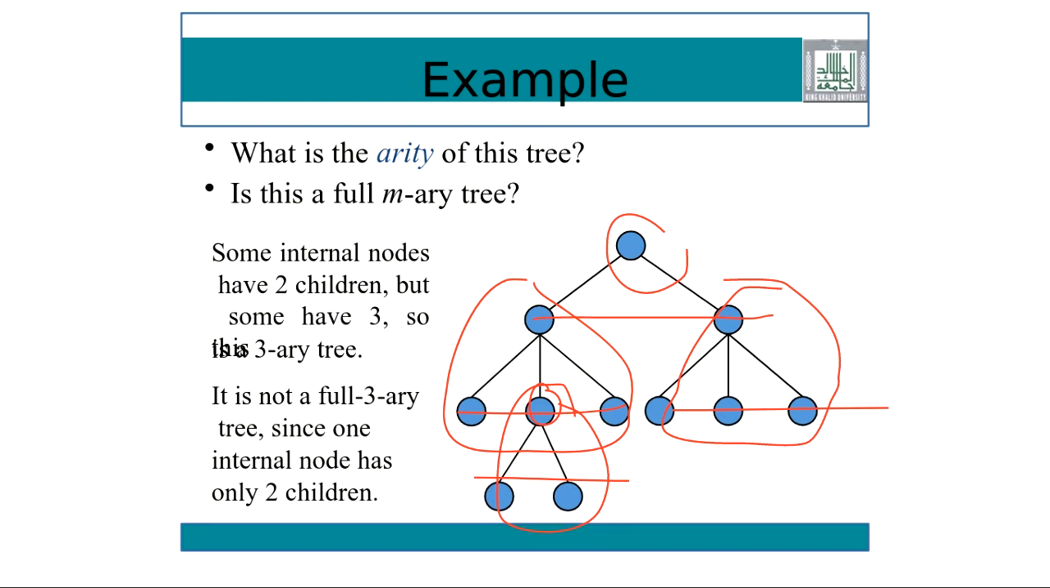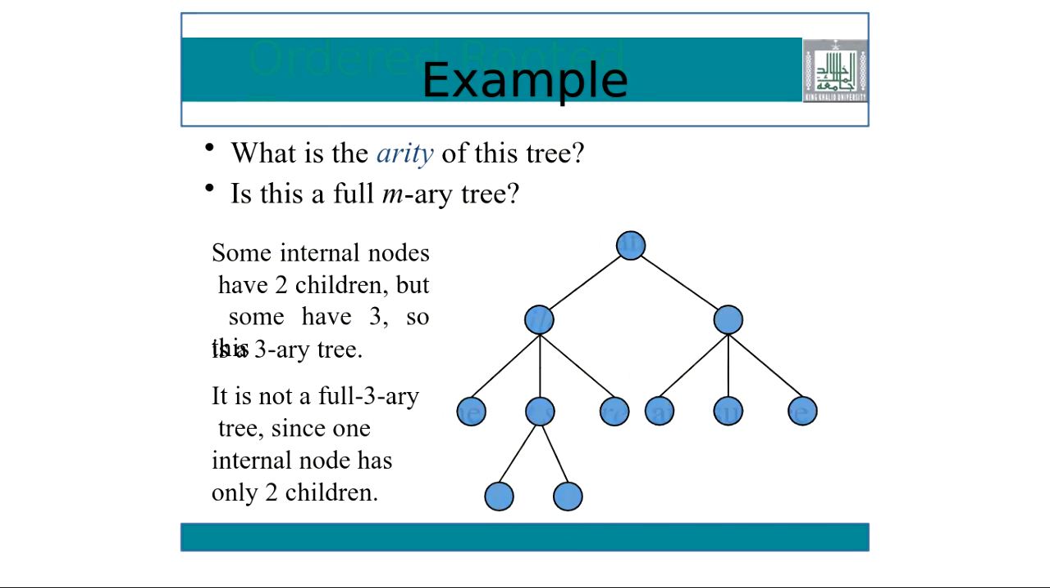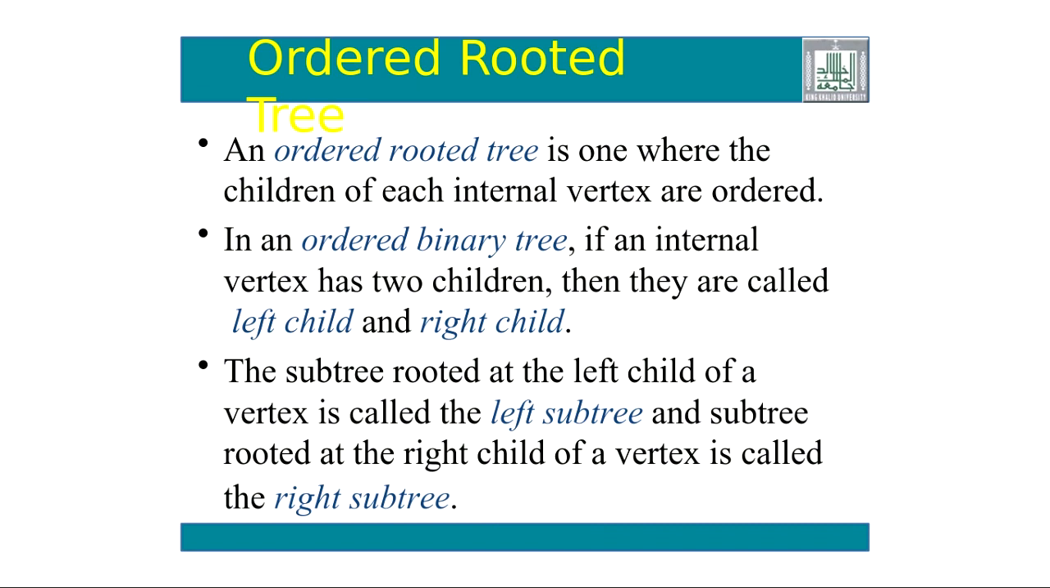So we can say this is not a full m-ary tree. Okay, ordered rooted tree. See here, we have some definitions: ordered rooted tree, ordered binary tree, and subtree, left subtree, and right subtree. Ordered rooted tree means the children of each internal vertex are ordered. That means each and every root has a minimum number of children, maybe 2, maybe 3, like that.